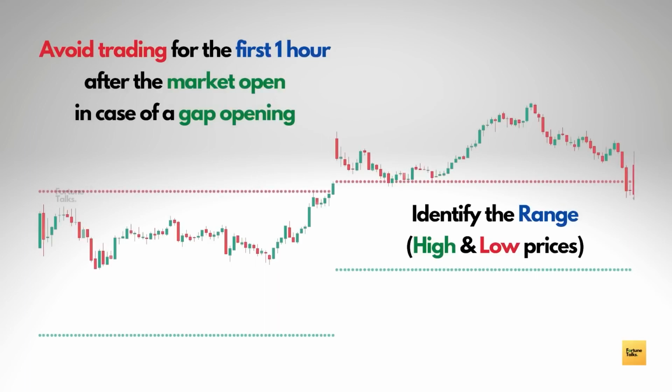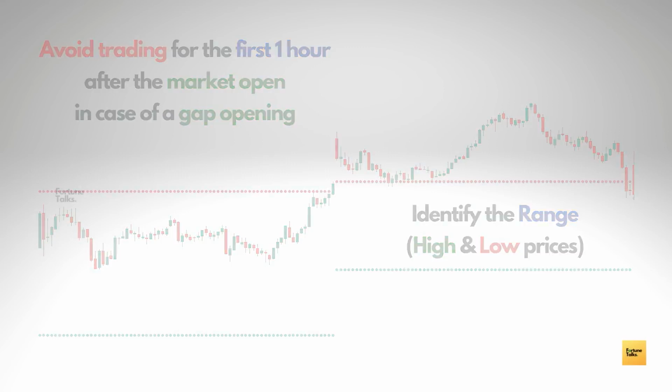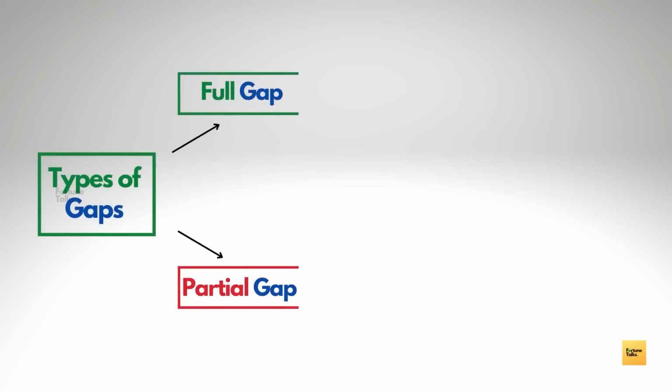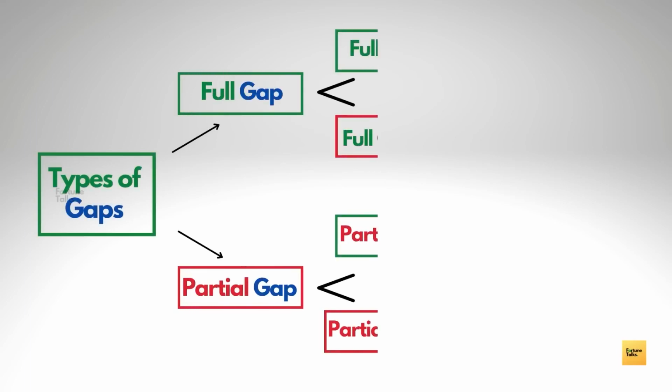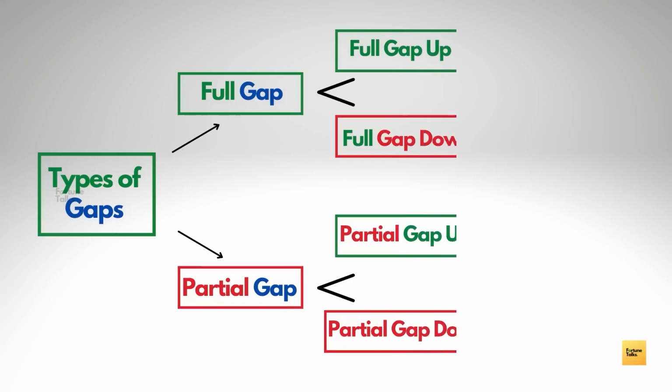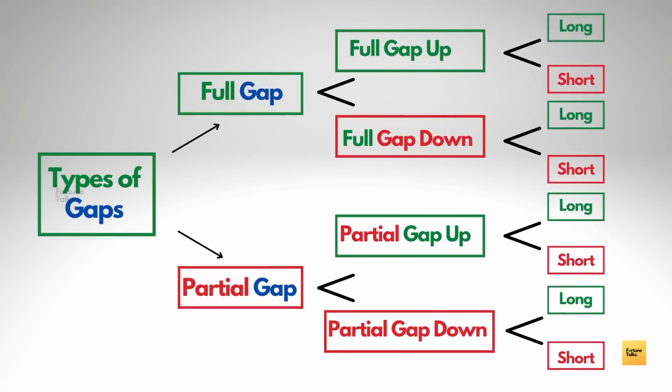And the most important thing of all, do not trade the first hour after the market open in case of a gap opening, because we need to understand the price action happening during such a volatile opening so as to implement our strategy with some amount of confidence. As I have mentioned earlier, there are 2 types of gaps, partial gaps and full gaps. These can be further categorized into partial gap ups and gap downs and full gap ups and gap downs. For these 4 categories of gaps, we can implement a long trade and a short trade, which will leave us with 8 different strategies to work with.